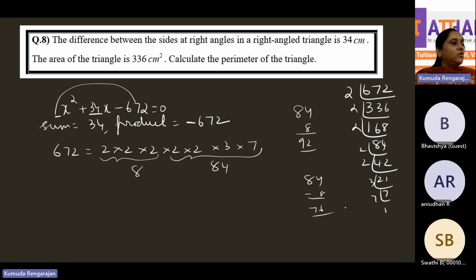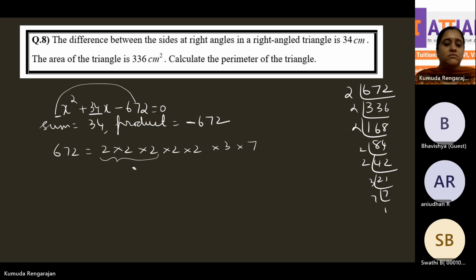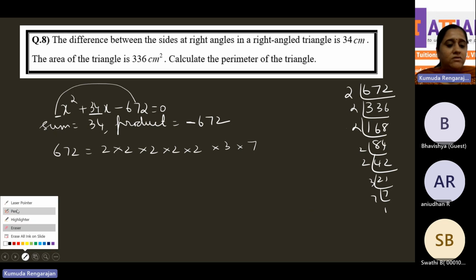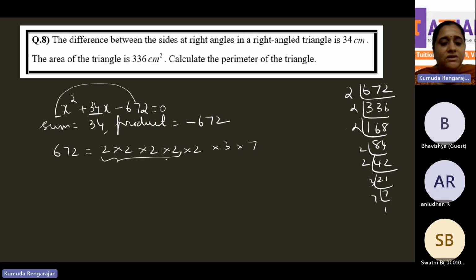Whether you add or subtract, you're going to get something else, but not 34. So let's make a different pair. Let's try 16 and what is this?